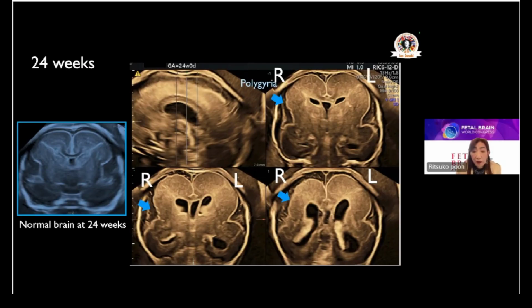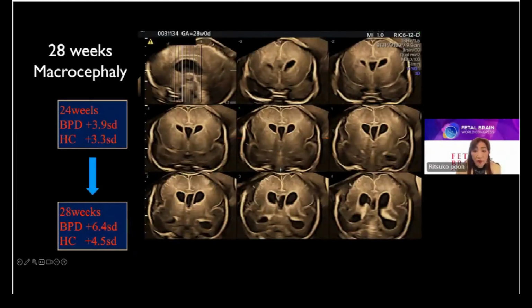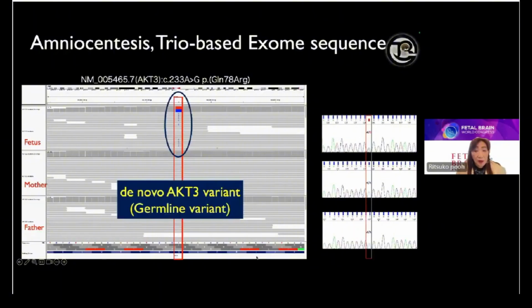And this is an asymmetrical structure, and if you look at the left surface, this is very smooth. If you compare to the normal brain at 24 weeks of gestation, it is a completely different structure. And 4 weeks later, at 28 weeks of gestation, BPD became over 6 standard deviations, and the cortical developmental disorder was more obvious.